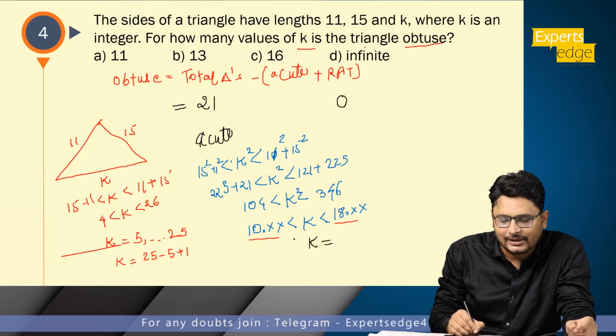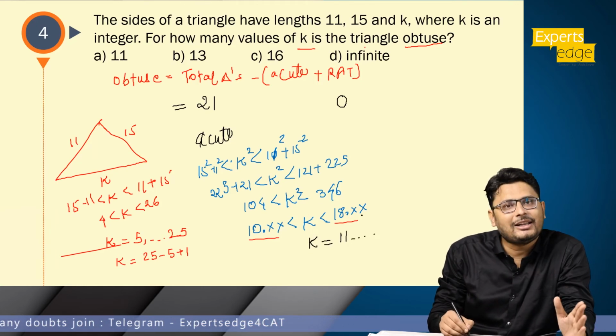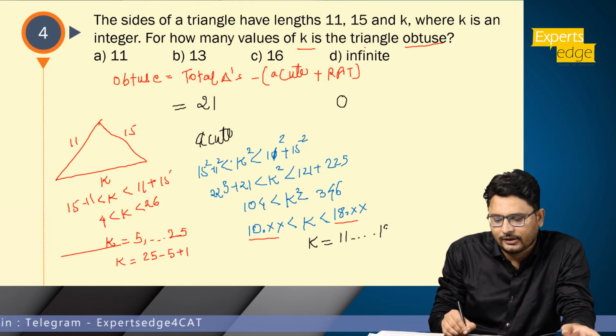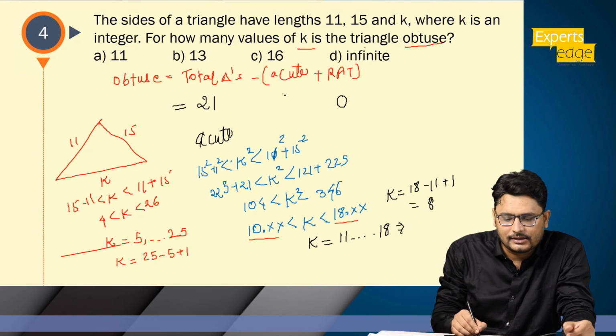So K का range होगा 10.xx से बड़ा, that means it should be minimum 11, maximum 18.xx से छोटा, that is it will be 18. So K की values will be nothing but 18 minus 11 plus 1. कितना आता है ये? 18 minus 11 is 7, 7 plus 1 is 8. So my acute angle triangles are 8.